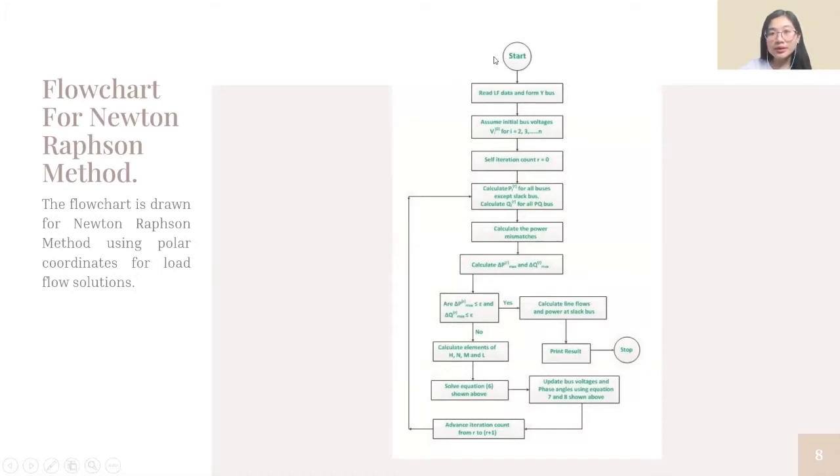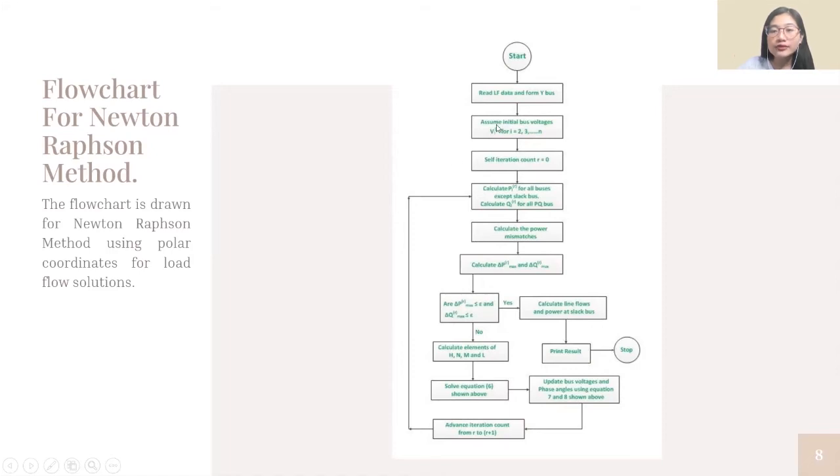Way back in programming, we can visualize that this is also the construction in creating a block diagram in the sequence of our programs, so that the iterations will just be looped and will create another form of iteration and will eventually lead us to the convergence of our answers. So here is the start, and further is the read LF data and form the Y-bus. Our first step in manually solving for our Newton-Raphson is that we are going to form the Y-bus admittance, as well as our Y-bus matrix.